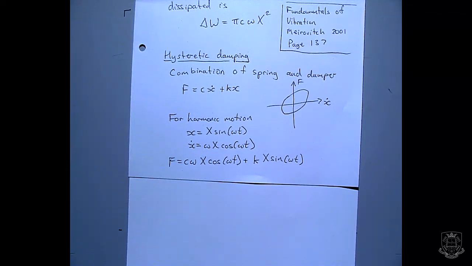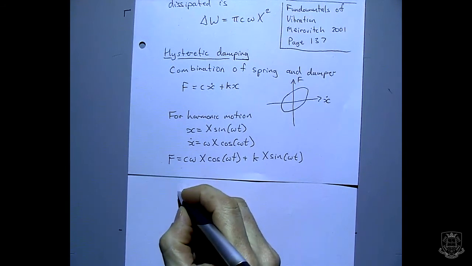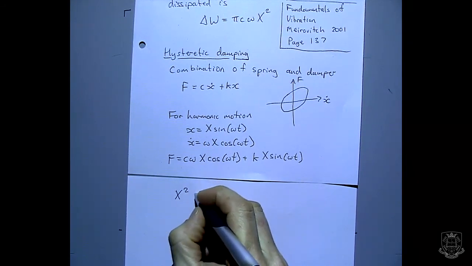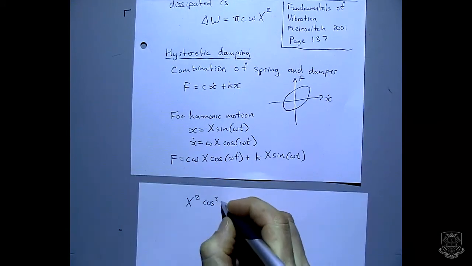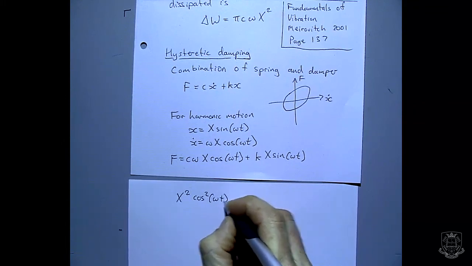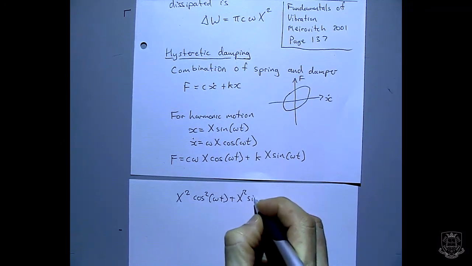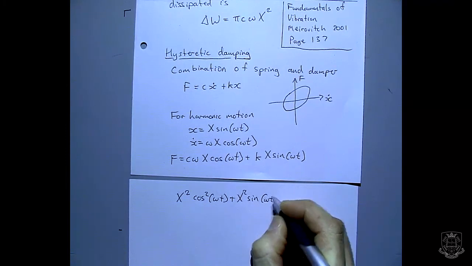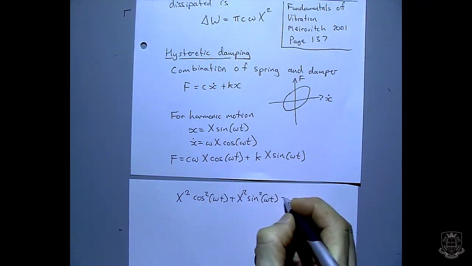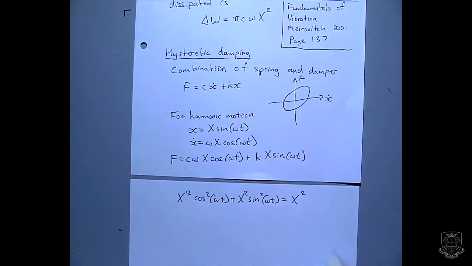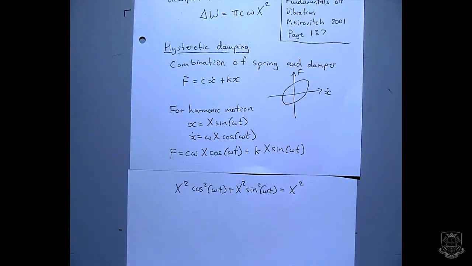So what we're going to show is that if we have something like this, cos squared plus sine squared equals 1, doesn't it? So we can write this down.